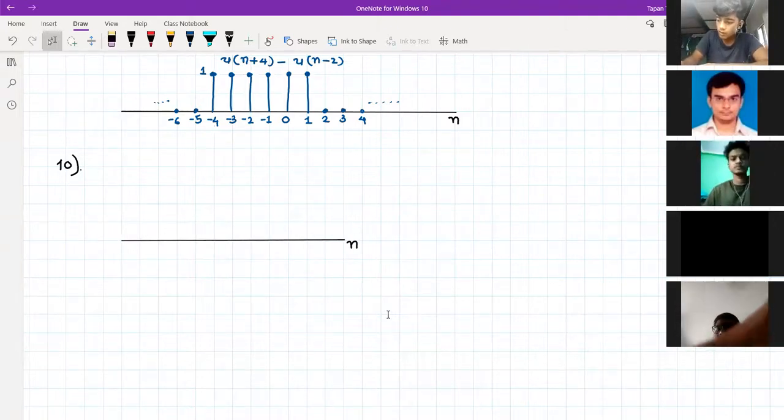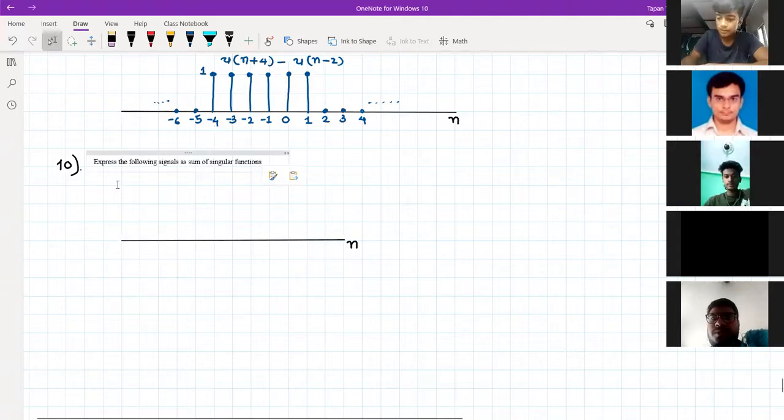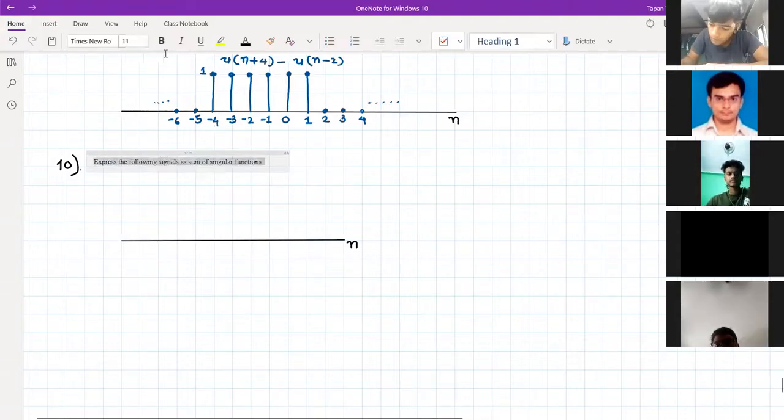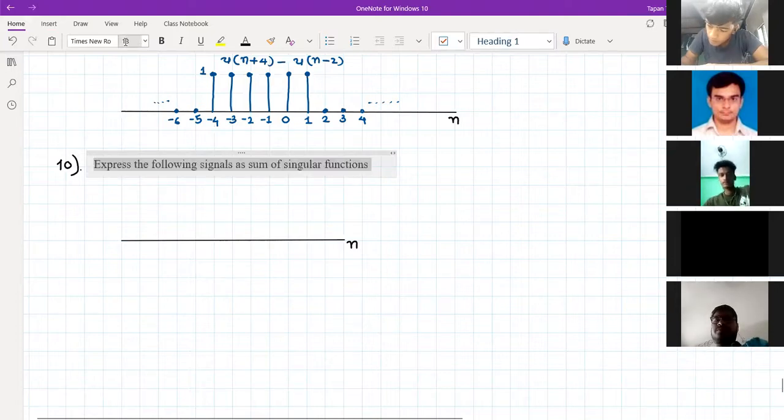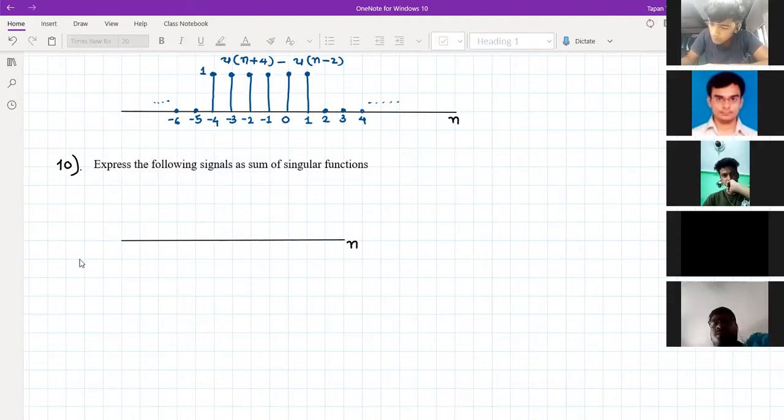Okay, what is the statement of this problem? It says express the following signals as sum of singular functions. Okay, sum means it can be addition, it can be subtraction, but express the following signals as sum of singular functions.